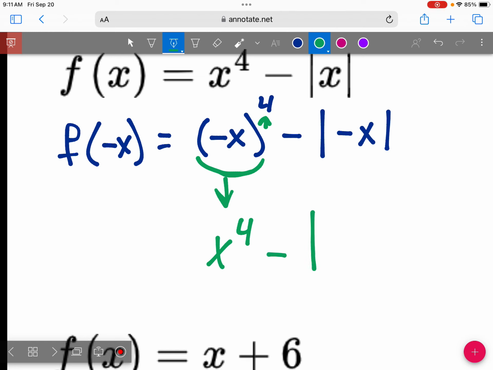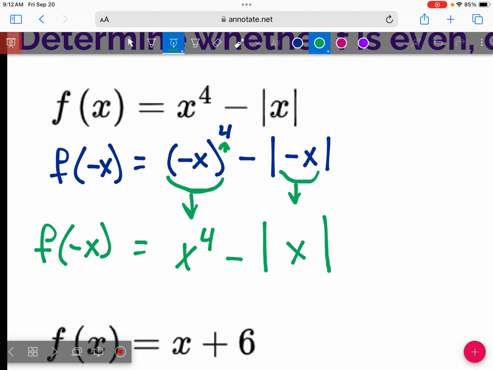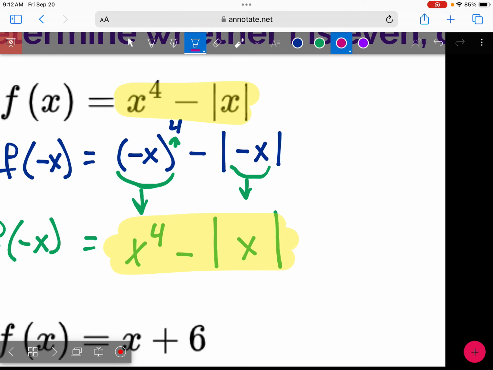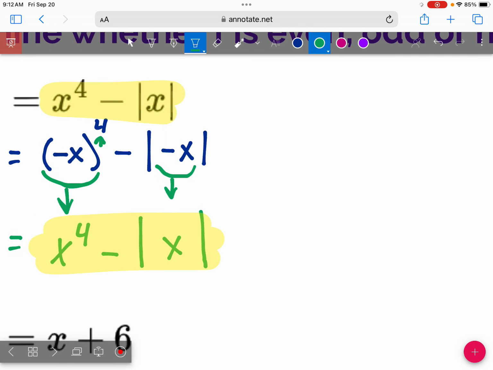Then if we think about that absolute value, if I take the absolute value of 2 versus the absolute value of negative 2, is that the same or is it different? They're the same. It doesn't matter in an absolute value if it's positive inside or negative inside, because the absolute value is going to make it the same anyway. So when we simplified our f of the opposite of x, did we get exactly what we started with? Yes. This is exactly the same as this. What that tells me is that this is even.